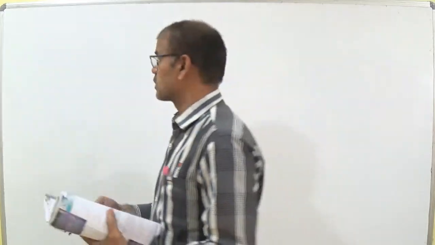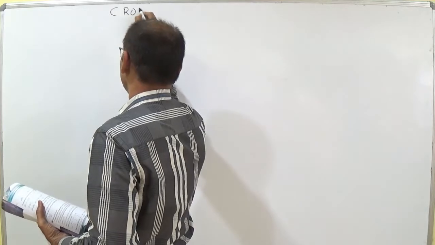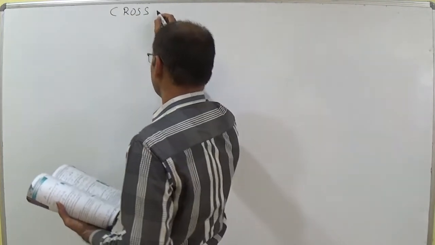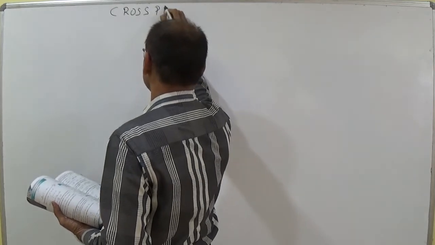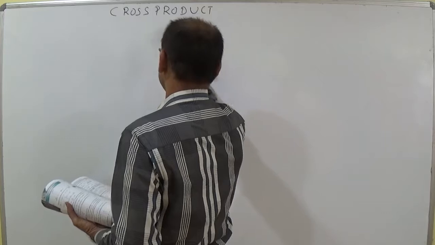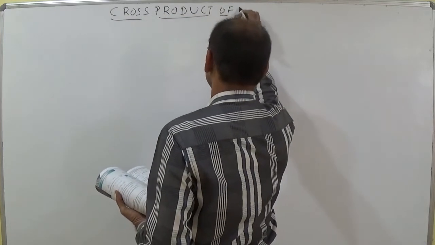Dear students, now we are in the topic of cross product of vectors. Dot products we have completed. Yesterday we explained the concept of cross product of vectors. Concept completed. Now let us do the sums.